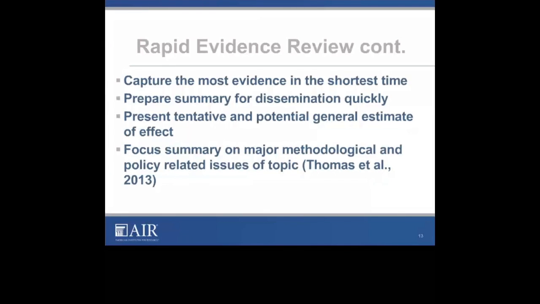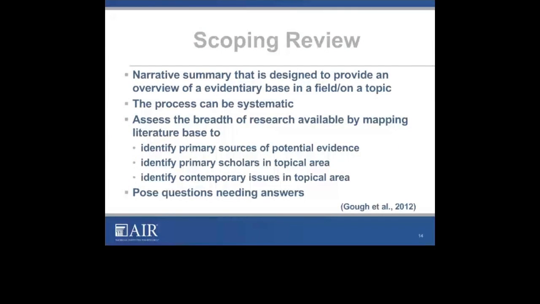Oftentimes, these rapid evidence reviews are conducted to inform stakeholders and policymakers, giving them a quick update, and this is done by preparing summaries for dissemination. The conclusions are often presented as more tentative, and there's a potential general estimate of effect that's not considered final unless a full, fleshed-out systematic review is done. The summary focus could be on major methodology and policy-related issues on a given topic.